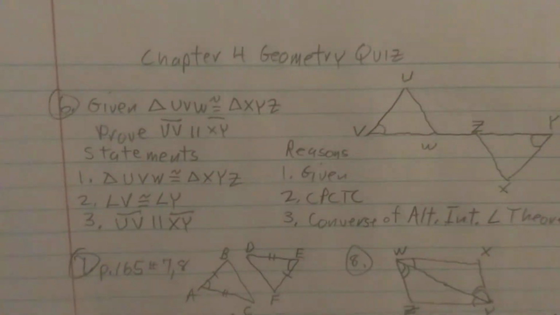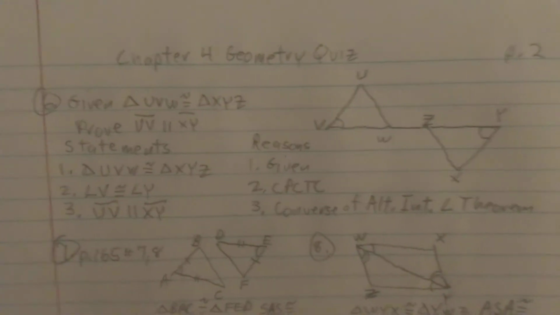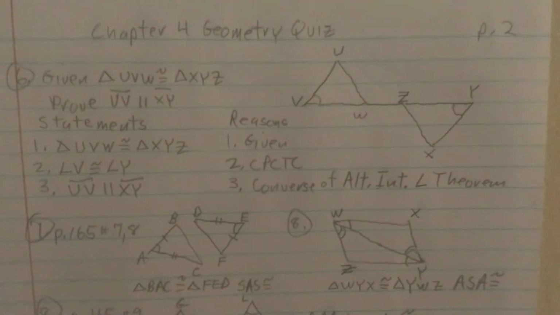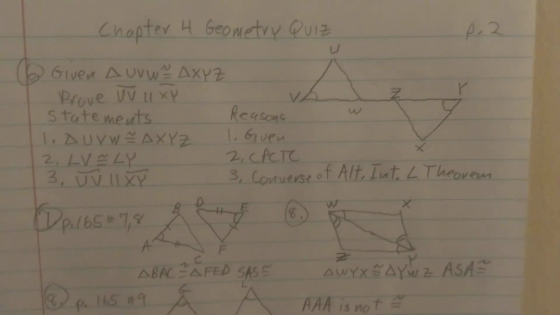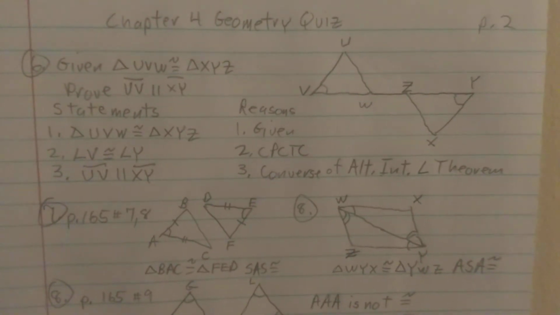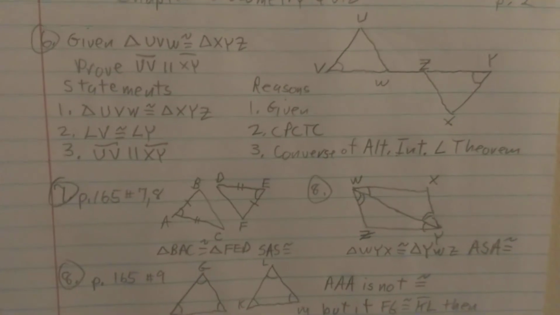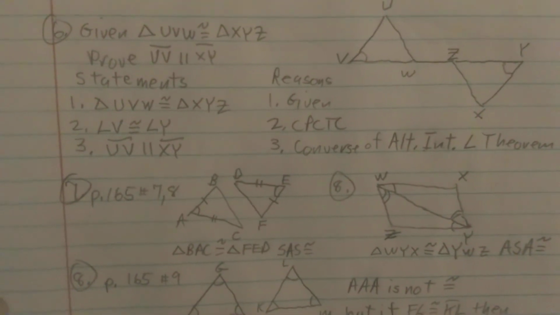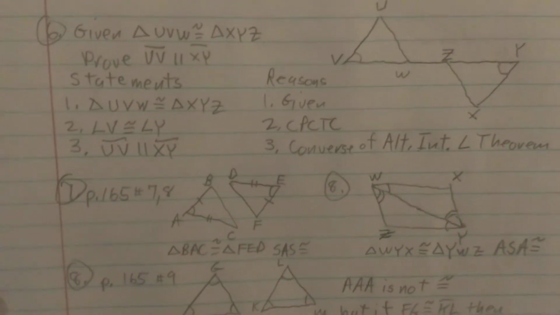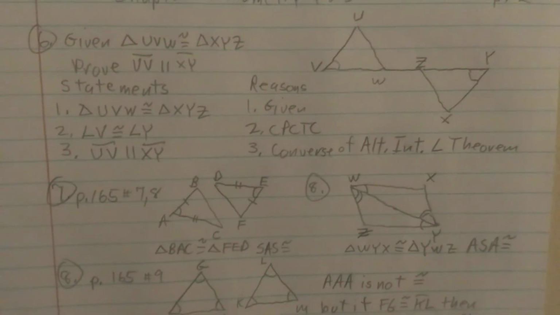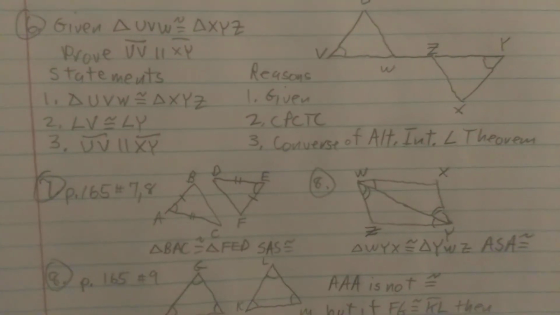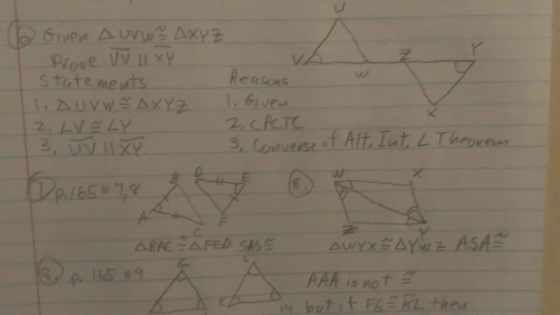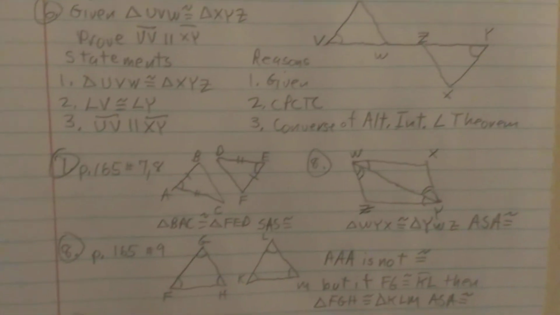And on question 6 we have a real short proof. We have given triangle UVW is congruent to triangle XYZ, prove UV is parallel to XY. So we're given that triangle UVW is congruent to triangle XYZ, given. Angle V is congruent to angle Y, corresponding parts of congruent triangles are congruent. And therefore UV is parallel to XY, converse of alternate interior angle theorem.